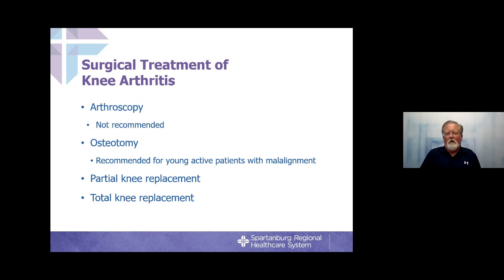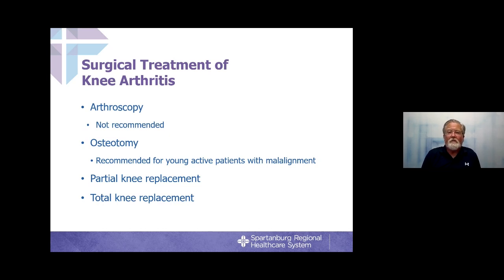So hopefully that's going to take care of the bulk of our patients, and we don't have to go to the next slide, which is the surgical treatment of knee arthritis. When we look at surgical treatment of knee arthritis, there's about 4 options. Each may or may not have its place.